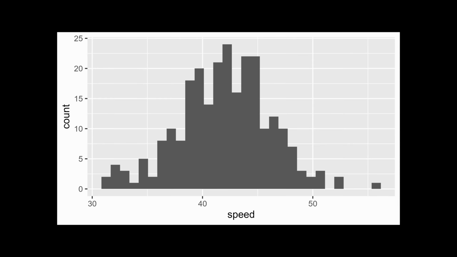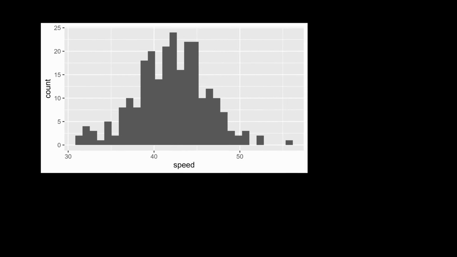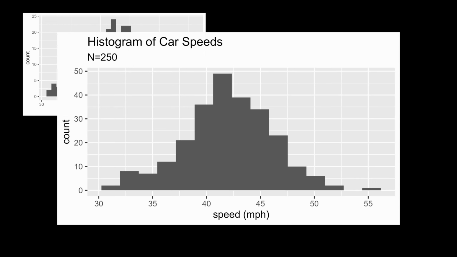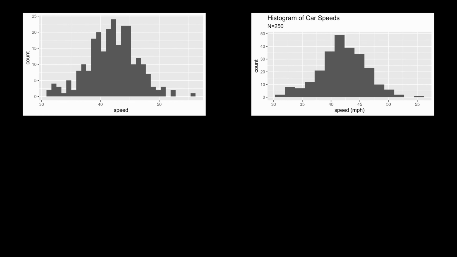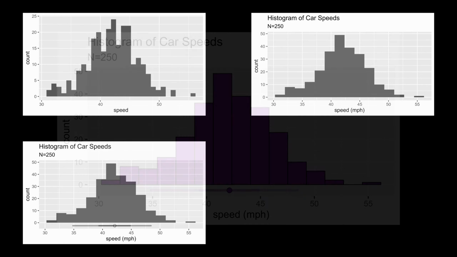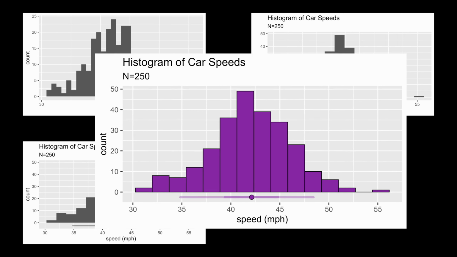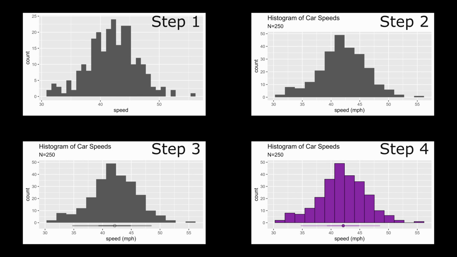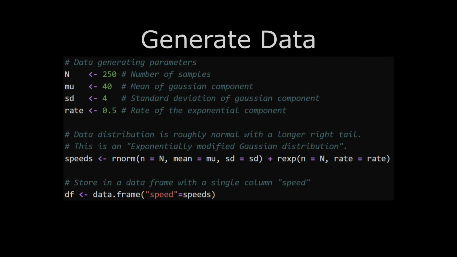In this video, we will learn how to create a publication quality histogram using the ggplot2 library in R. Starting from a simple histogram, we will develop an informative and eye-catching plot. Along the way, you will learn about the powerful features of ggplot2 and see that once you get started, creating similar plots is easy. To begin, we need some data to visualize.